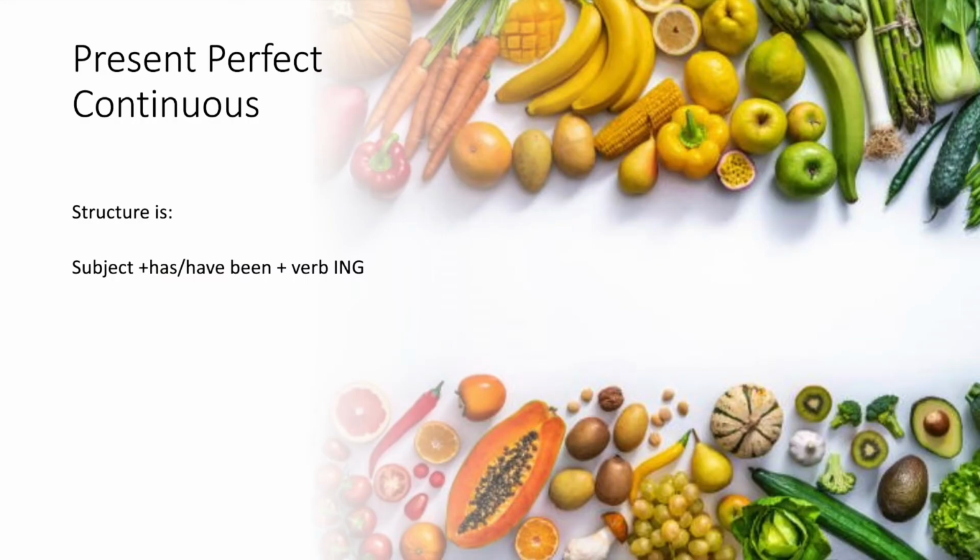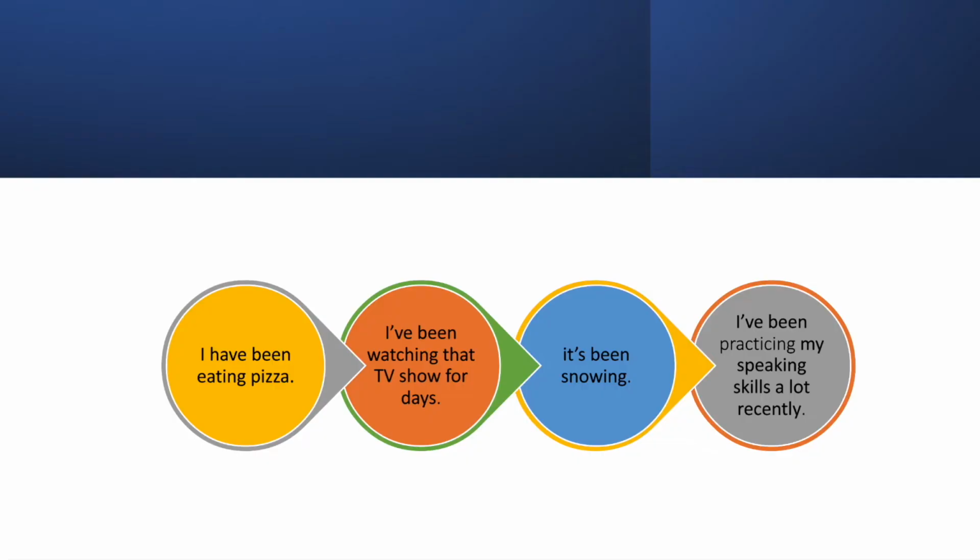We use the present perfect continuous to talk about something that started in the past and continues to the present. It might sound very similar to the present perfect, but there are a few key differences. One huge difference is the structure we use. The structure is subject plus have or has plus been plus verb plus ing. I have been eating pizza.